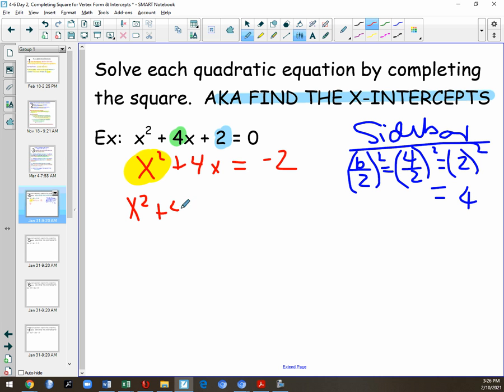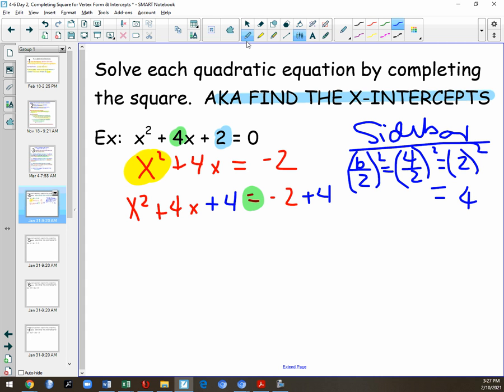So I have x squared plus 4x plus 4 is equal to negative 2 plus 4. Now, the equal sign is a scale. You have got to keep that scale balanced. So if you drop 4 units on the left side, you have to drop 4 units on the right-hand side.